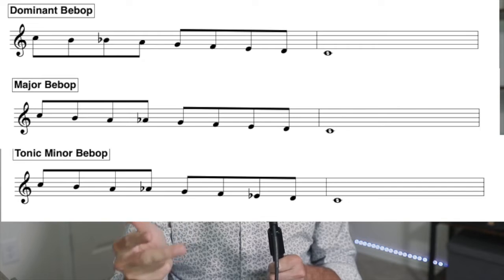But for now, I encourage you to just use this chromatic manipulation to practice adding chromatics to your major scales, all of them in 12 keys: dominant, major, tonic minor, and Dorian minor.